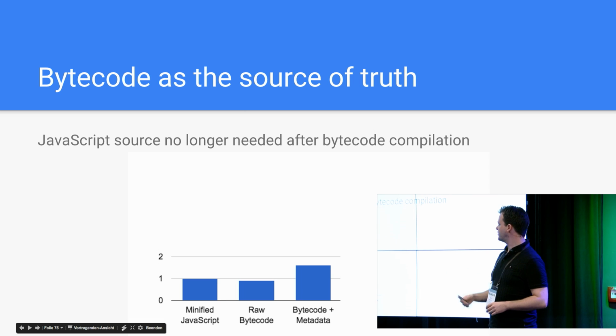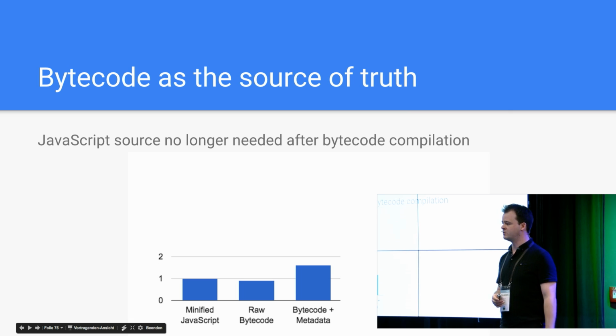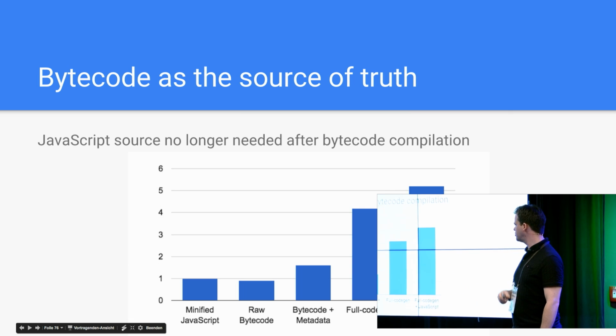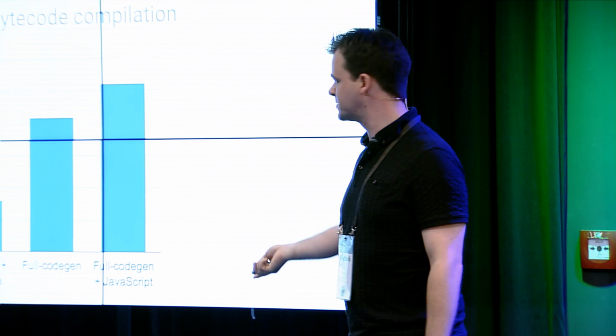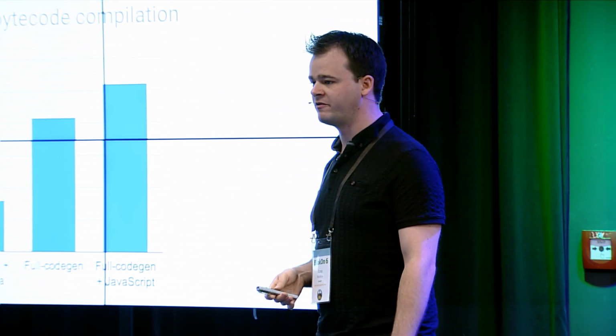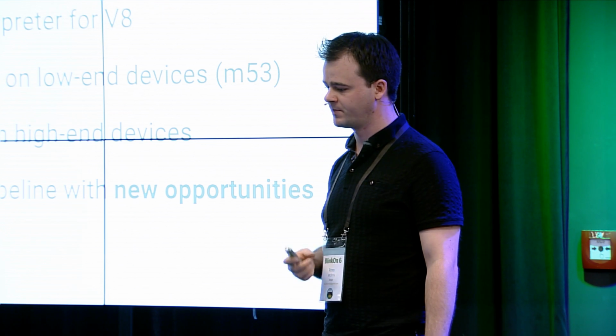But if you can throw that JavaScript away, that's still a good win if you keep about all the bytecode for the functions instead. If you tried to do the same thing on full code gen, well, of course, the code in the first place is about 4 times larger than the minified JavaScript. And you wouldn't be able to throw away the JavaScript because you still need to parse. So you end up with more like 5 to 6 times the overhead of the minified JavaScript.